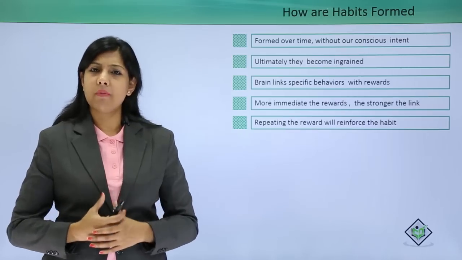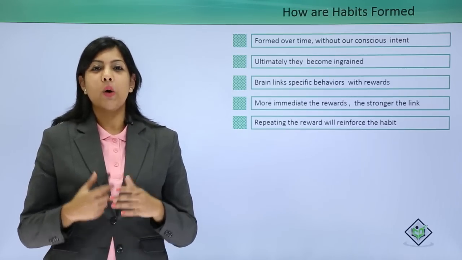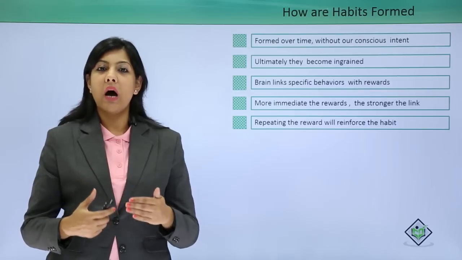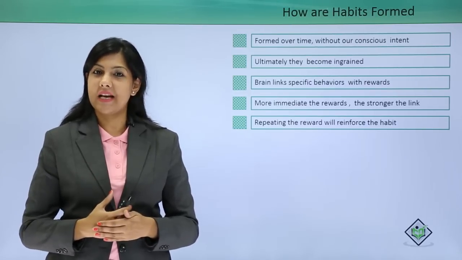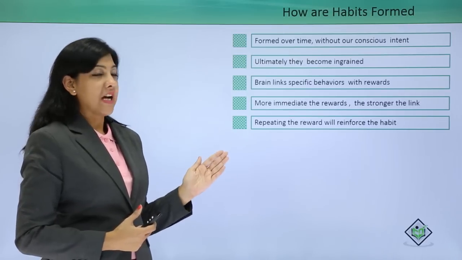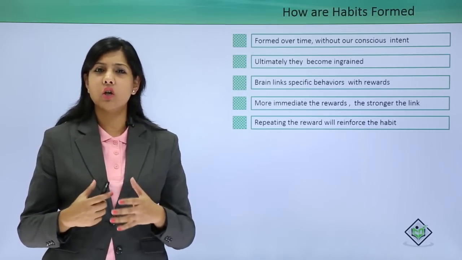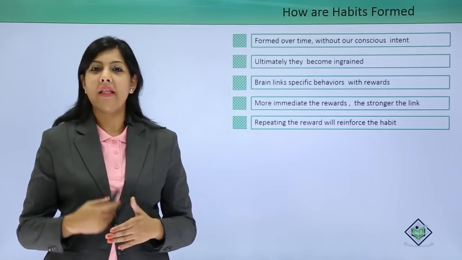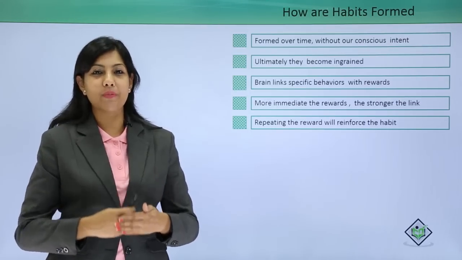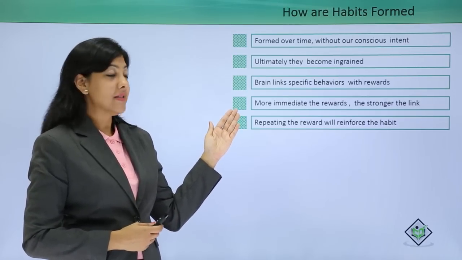How exactly are habits formed? Were we born with these habits? Not exactly. We are what we repeatedly do, as Mr. Aristotle said. So habits are formed over a period of time without really any conscious intent. We didn't really work consciously for getting habits formed. They happened gradually over the period of time. Ultimately, they become ingrained in our minds.